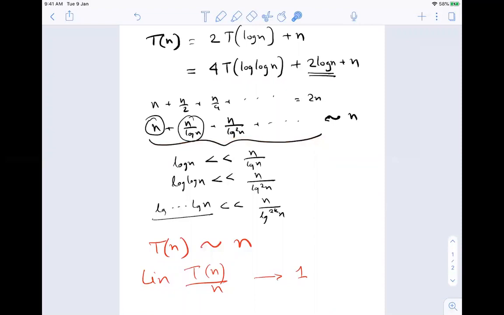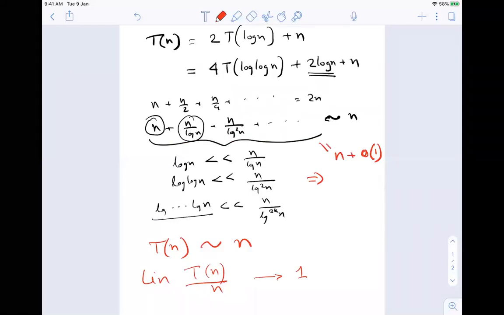Oh, okay, I got it. And so if this one itself is something like n plus small o of 1 kind of stuff, then this must also be n plus small o of 1 kind of stuff. Okay. So this is another way of writing it: this summation is n plus small o of 1. Meaning, what does it mean? It means divided by n, this goes to 1.